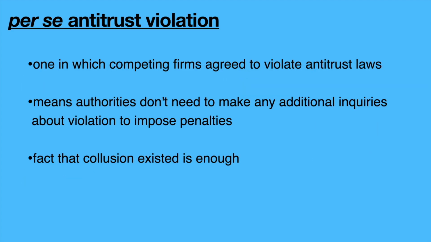A per se antitrust violation is one in which the competing firms agree to violate antitrust laws. A per se violation means the authorities don't need to make any additional inquiries about the violation to impose penalties. The fact that collusion existed is enough.